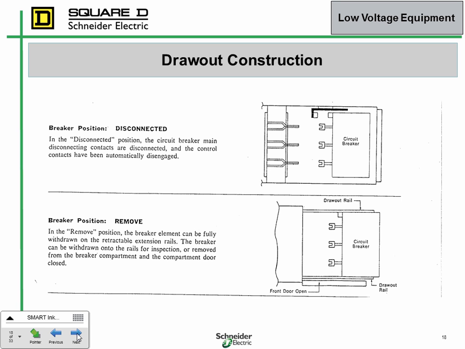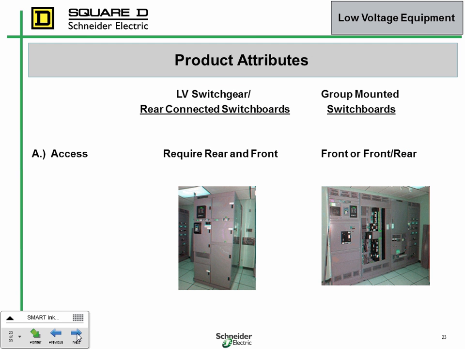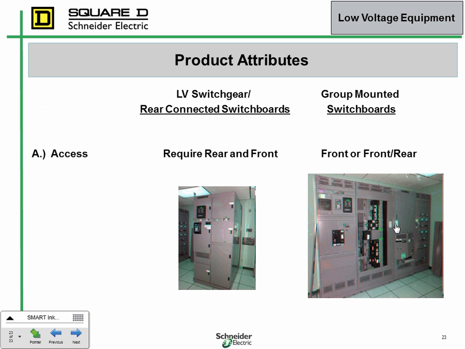So these are just some basics. I was hoping that I could get into some pictures. Okay, so again, switchgear, narrower but deeper. Requires front and rear access. Switchboards, shallower but wider, and they can be set up as front access only, so they can be pushed against the wall.